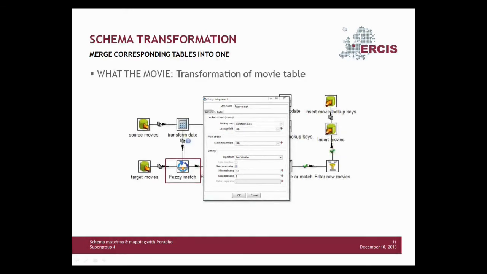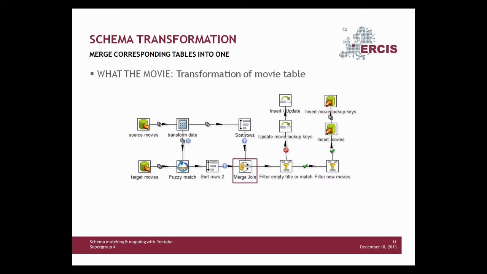The next step is to join the sorted output of the fuzzy match element and the source movie table. This is done to keep not only the entries for which a match was found, but also add completely new movies that do not yet exist in the target database. For this purpose, we introduce the filter element. We use the filter to separate movie titles that only need to be updated from movie records that need to be inserted in the target database.